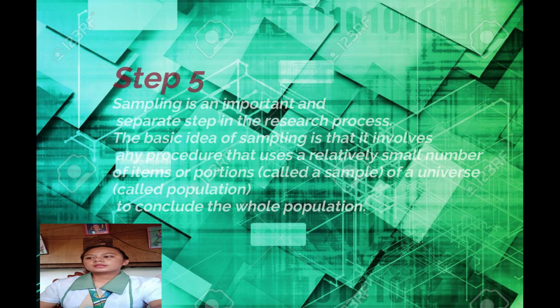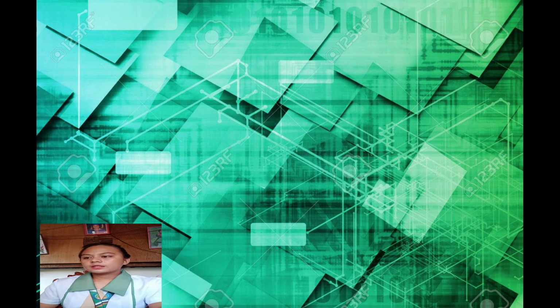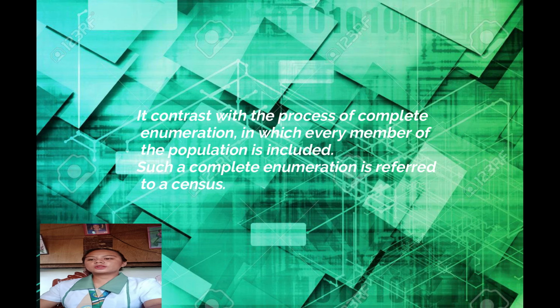Step 5. Sampling is an important and separate step in the research process. The basic idea of sampling is that it involves any procedure that uses a relatively small number of items or proportions, called a sample, of a universe called population, to conclude the whole population. It contrasts with the process of complete enumeration, in which every member of the population is included. Such a complete enumeration is referred to as a census.